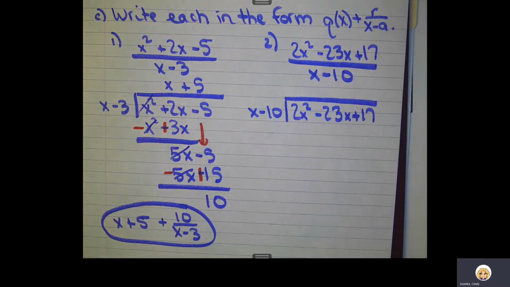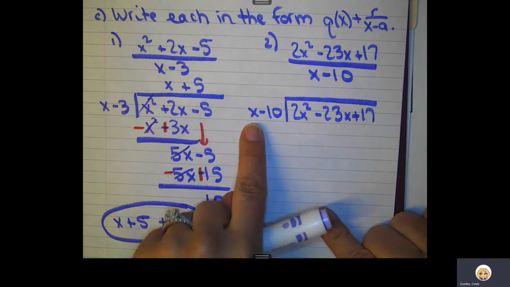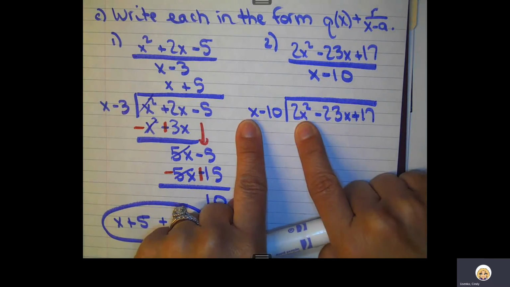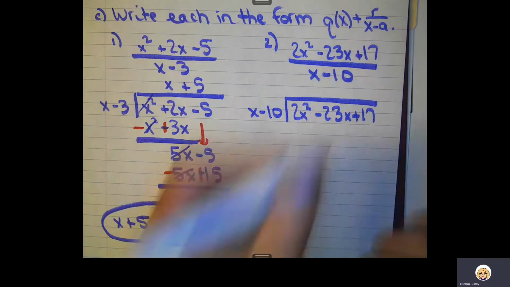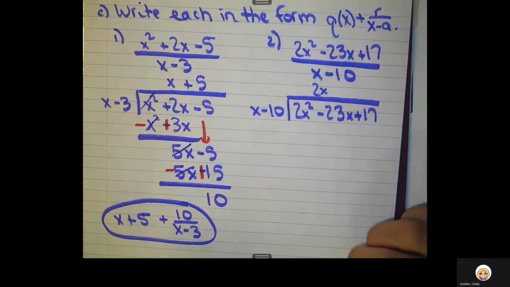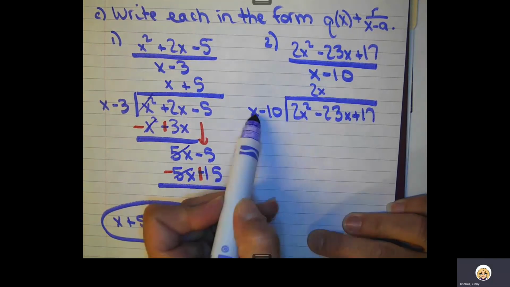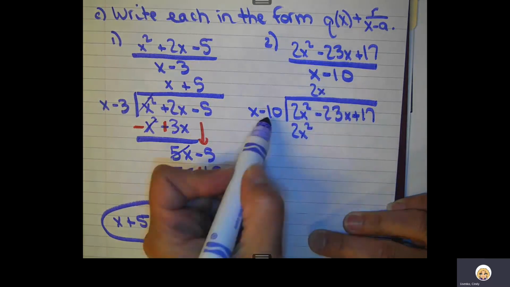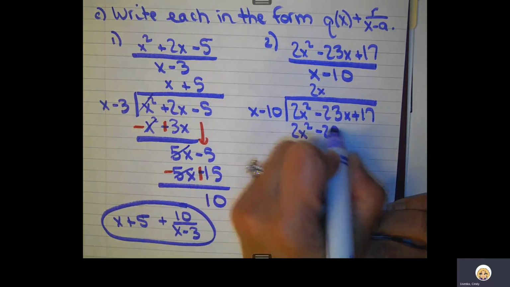All right, so now I'm going to compare. I want this first term to be this first term. X times what gives us 2x squared? That would be 2x. So I'm going to put a 2x on the top. Now I'm going to distribute. 2x times x is 2x squared. I put it underneath the first. 2x times a negative 10 is a negative 20x.